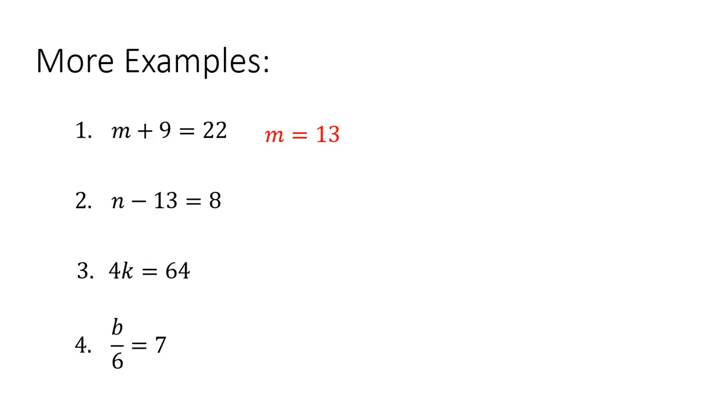So number one, to solve for m, I'm going to subtract 9 on both sides, and I would get 13 for m. And number two, I would add 13 to both sides, and I would get n to equal 21. And number three, I'm going to divide 4 on both sides, and I'm going to get k equal to 16. And then on number 4, I'm going to multiply by 6 on both sides, and I'm going to get b to equal 42.